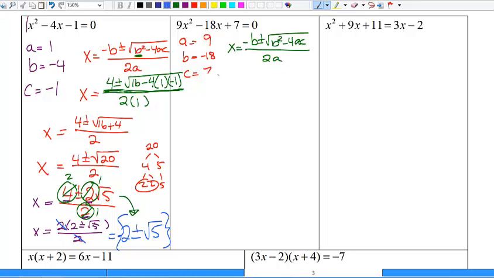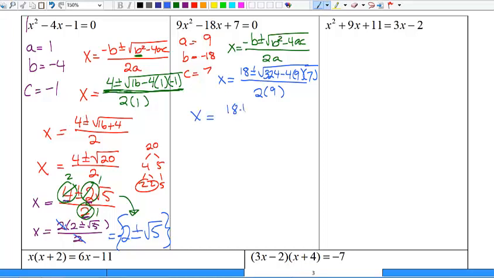Next, I'm going to carefully substitute all of that in, so x equals negative b. Well, b is already negative 18, so the opposite of b is actually positive 18, plus or minus the square root, b squared. 18 squared is 324, minus 4 times a, which is 9, times c, which is 7, all over 2 times 9.